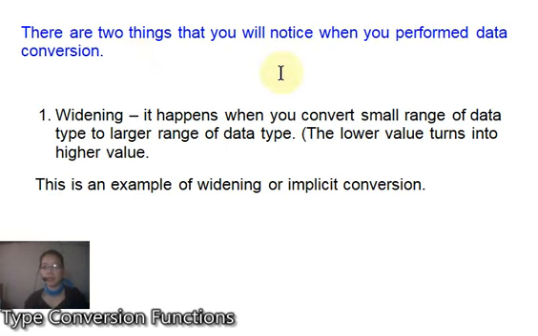There are two things that you will notice when you perform data conversion. Widening happens when you convert a small range of data type to a larger range of data type. The lower value turns into a higher value. This is an example of widening or implicit conversion.